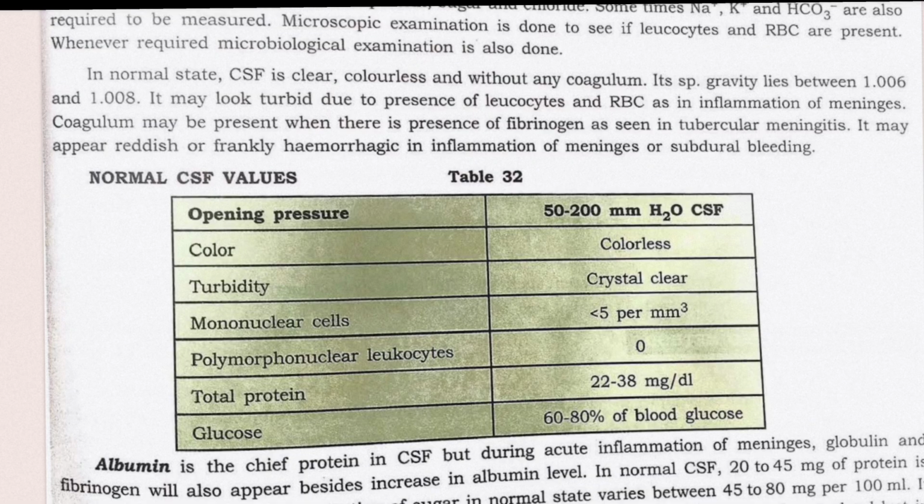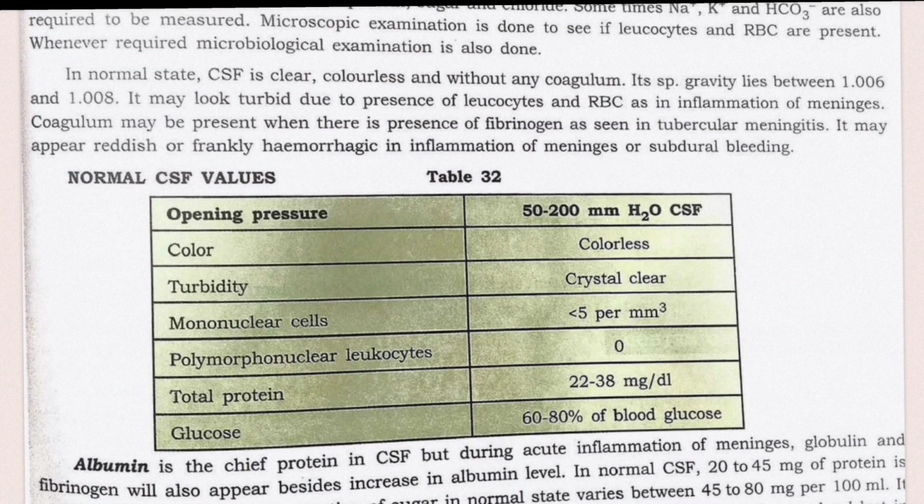Normal CSF values: opening pressure 50 to 200 mm H2O. Colorless, turbidity crystal clear, mononuclear cells less than 5 per millimeter cube, polymorphonuclear leukocytes 0. Total protein 22 to 38 mg per deciliter. Glucose 60 to 80% of blood glucose.